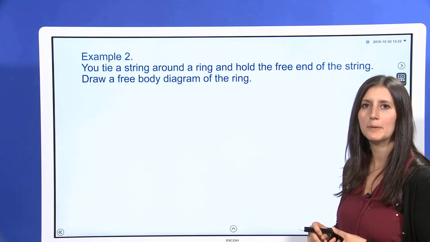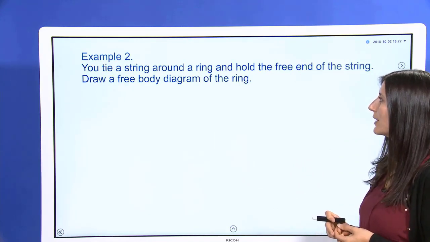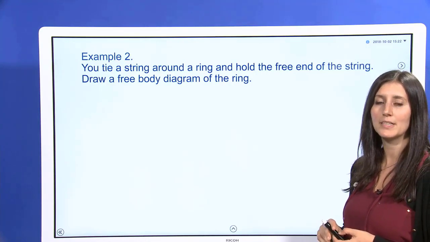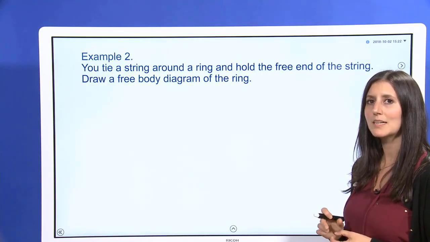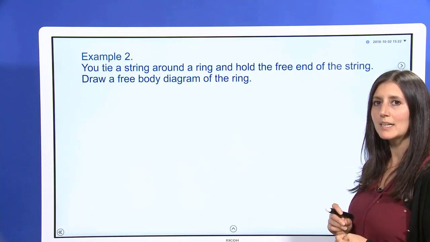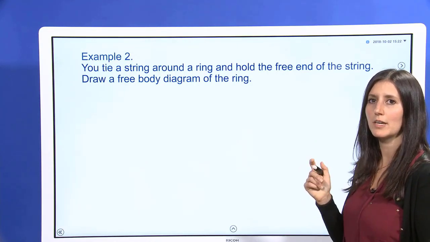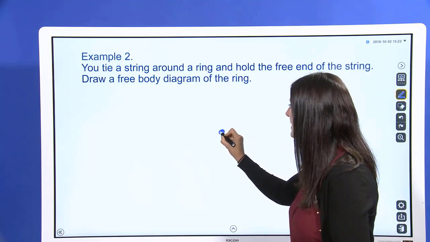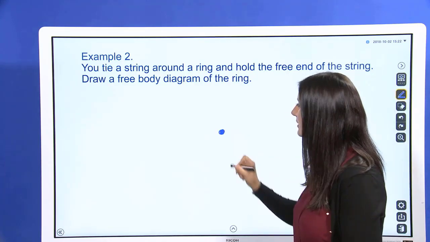Okay, second example. You tie a string around a ring and hold the free end of the string. Draw a free body diagram of the ring. Okay, so this is the example that we already spoke about before. We have a ring, it's being suspended by a string. So we're going to draw a free body diagram. First, we'll draw a dot to represent our ring.